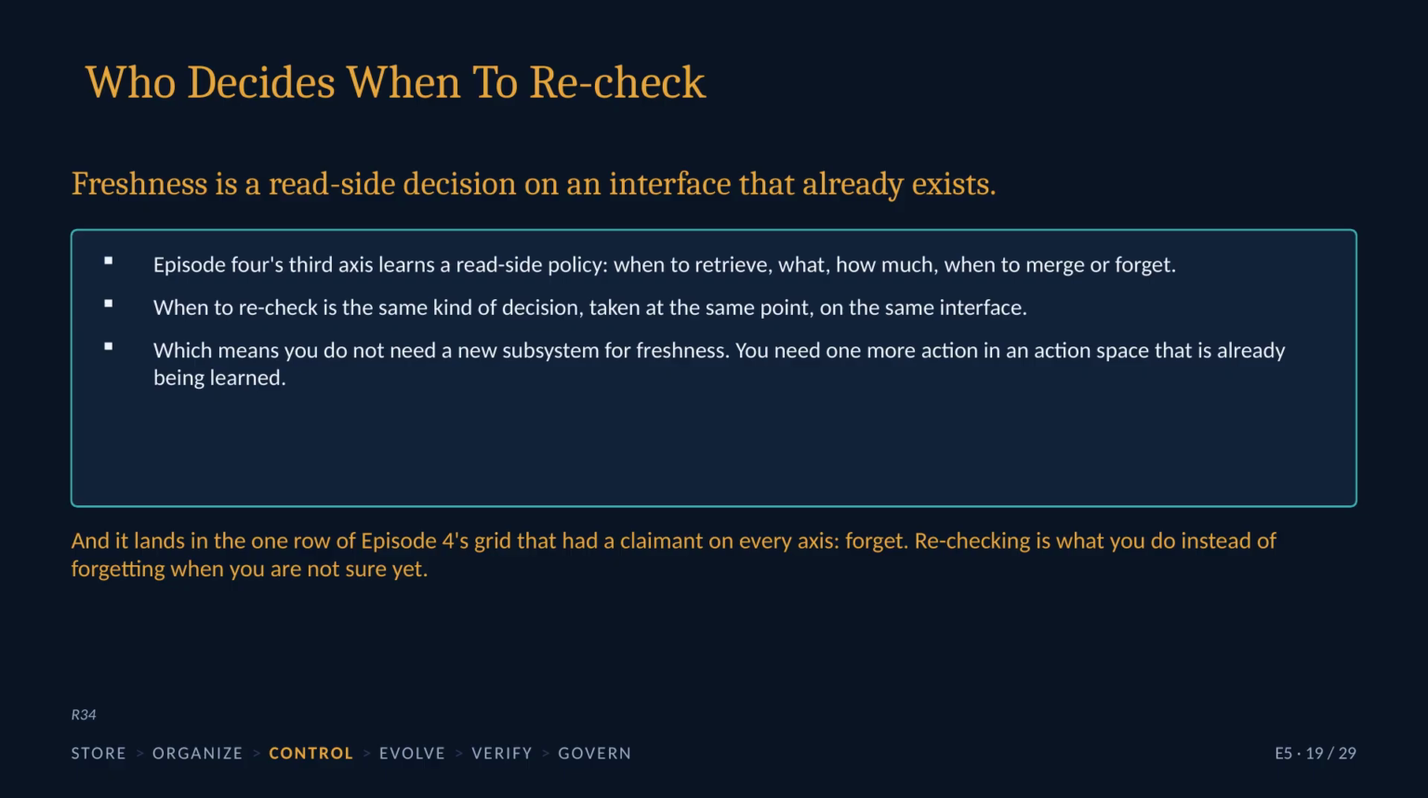One more thing before we make this measurable. Who decides when to recheck? Episode 4's third axis learns a read-side policy: when to retrieve, what, how much, when to merge or forget. When to recheck is the same kind of decision, taken at the same point in the loop, on the same interface. Which means freshness does not need a new subsystem. It needs one more action in an action space that somebody is already learning over. And notice where it lands, in the one row of episode 4's grid that had a claimant on every axis, which was forget. Rechecking is what you do instead of forgetting when you are not sure yet.